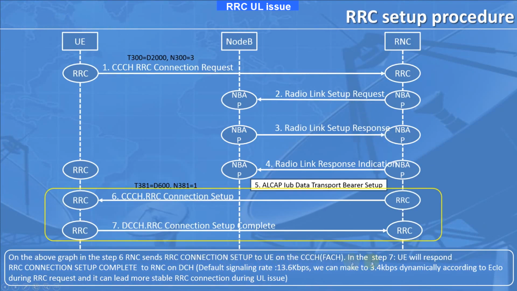This is our general RRC connection flow. At step 6, RNC sends RRC connection setup to the UE on the FACH channel. In step 7, the UE will respond with RRC connection setup complete to the RNC on the DCH channel with a signaling rate of 13.6 kilobit per second. We can make this signaling rate 3.4 kilobit per second dynamically according to EcIo during the RRC connection request, and it can lead to a more stable RRC connection during an uplink issue.